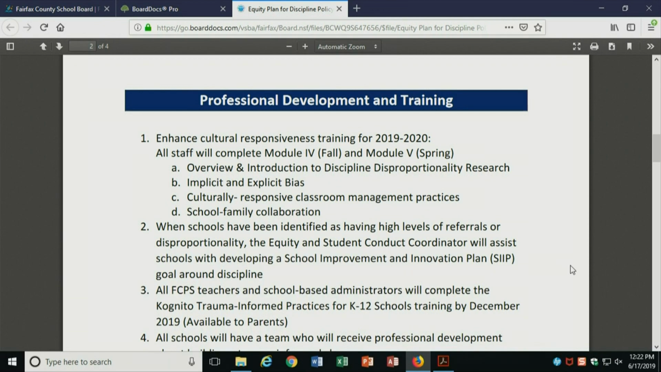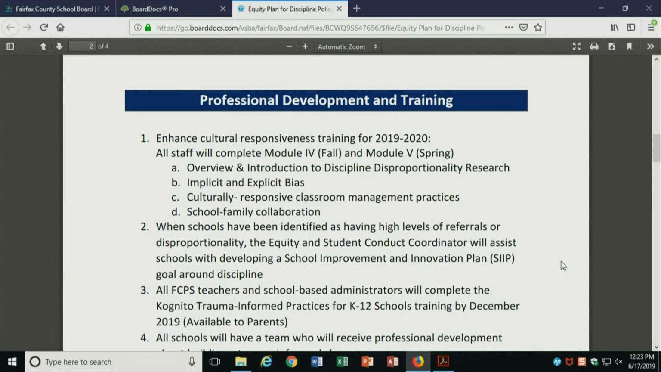We started out with that module being an online module, and this year we had the entire system engage in a day of learning, an afternoon of learning, where all school staff came together. In our equity plan moving forward, we're proposing that we would have that module be twice a year, one in the fall and one in the spring, and that we would really focus the module around 4 key areas that we heard today from our presenters and that we know we need to do to move forward.